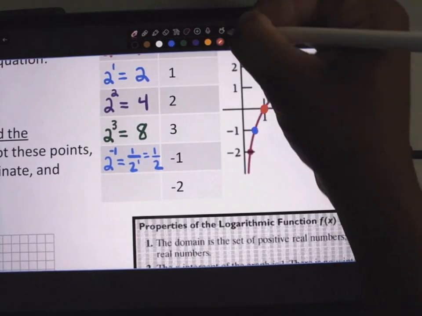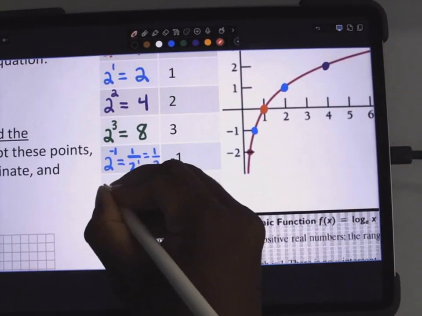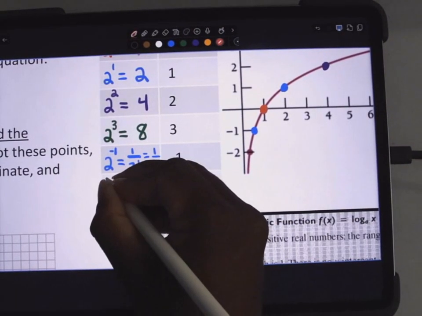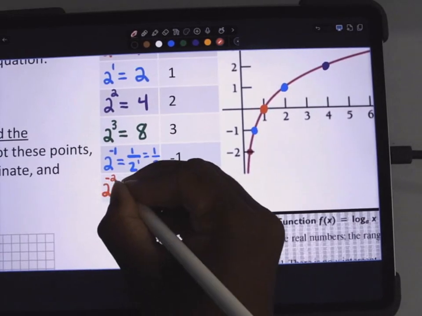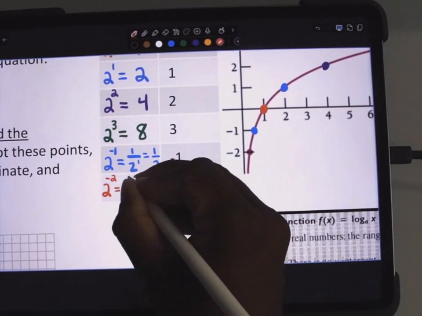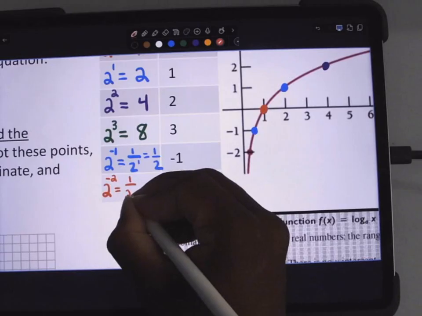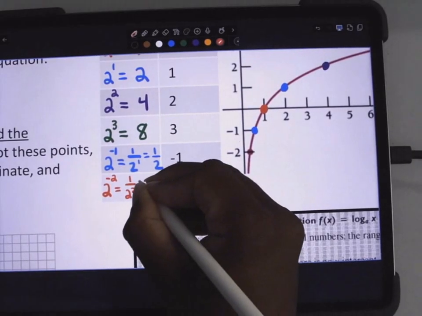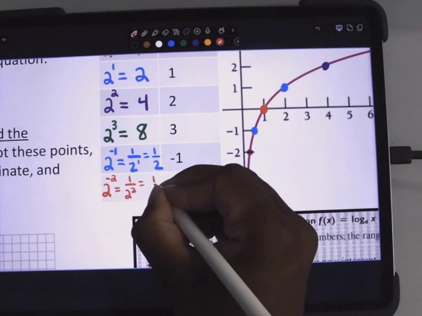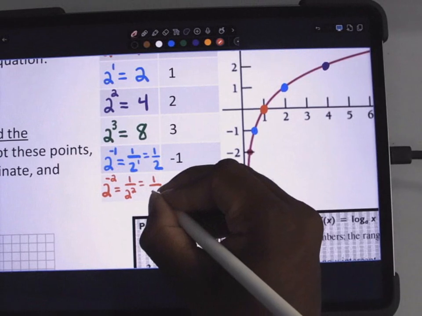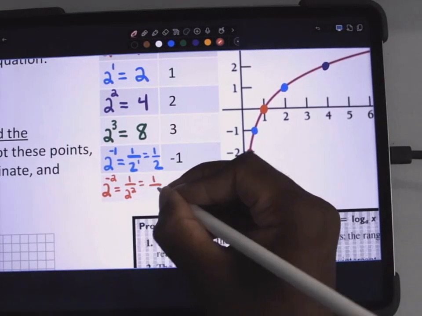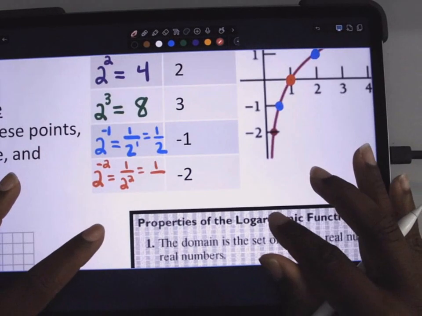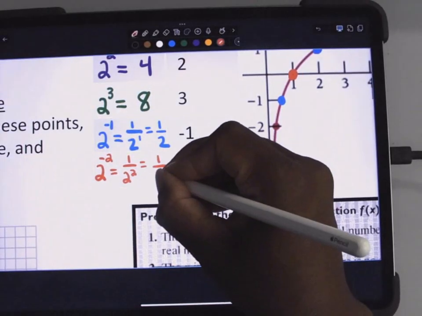Last point, when we put -2 in place of y, we get 1 over 2 to the second power, which equals 1 over what? One over 2 to the second power? 4. Good job, Hudson.